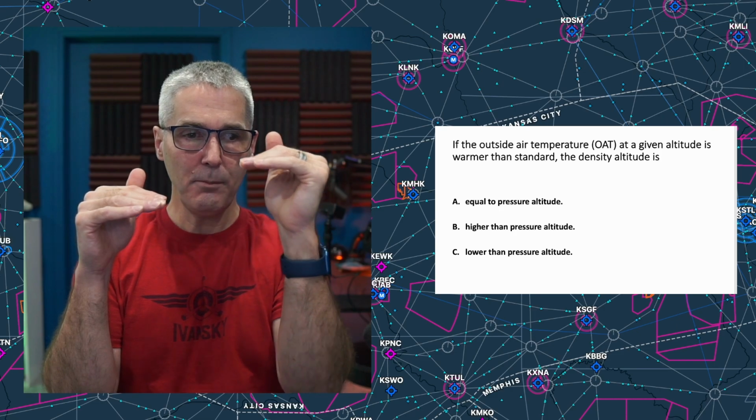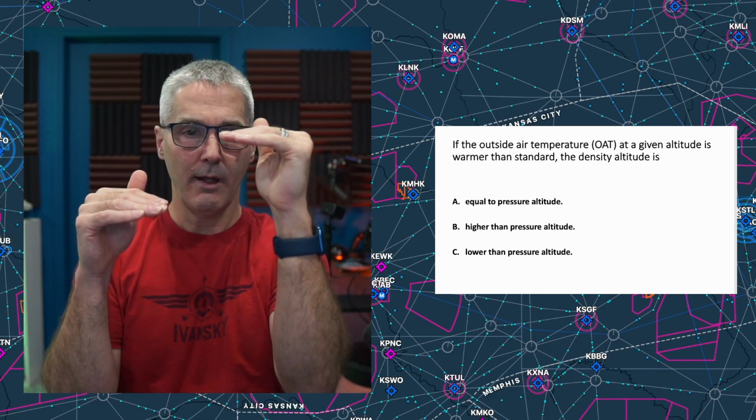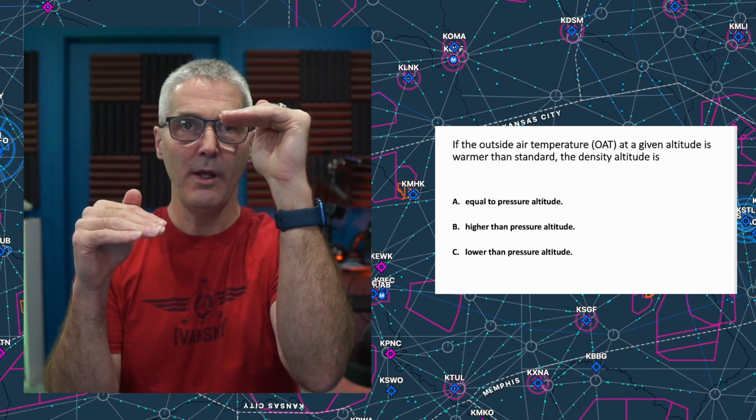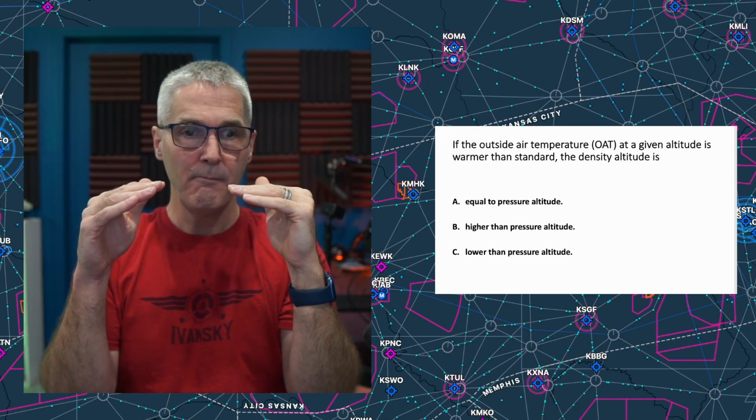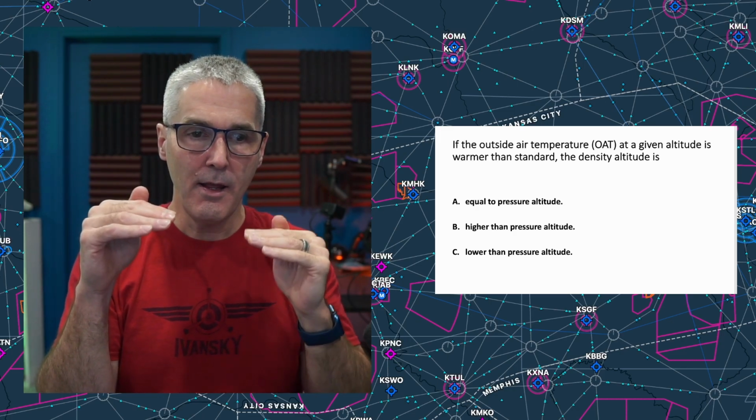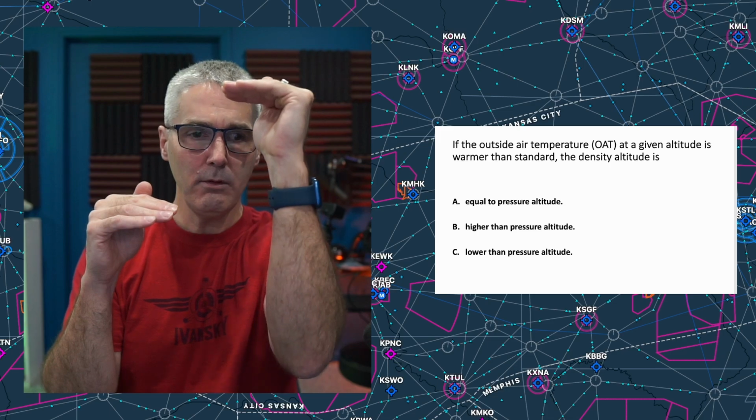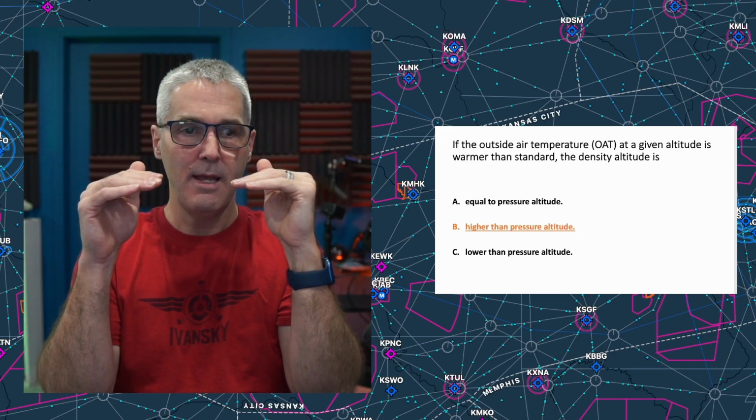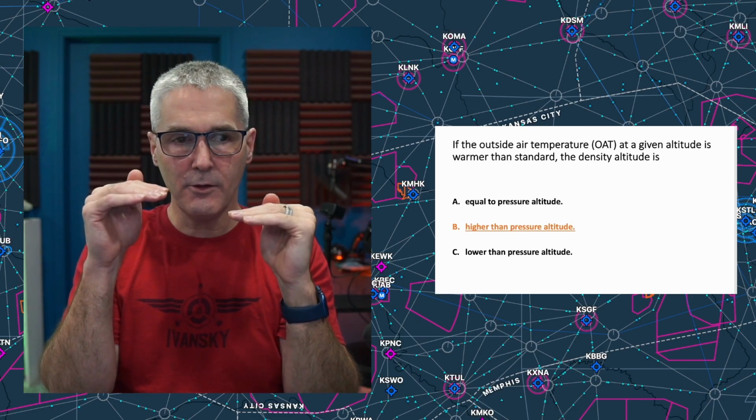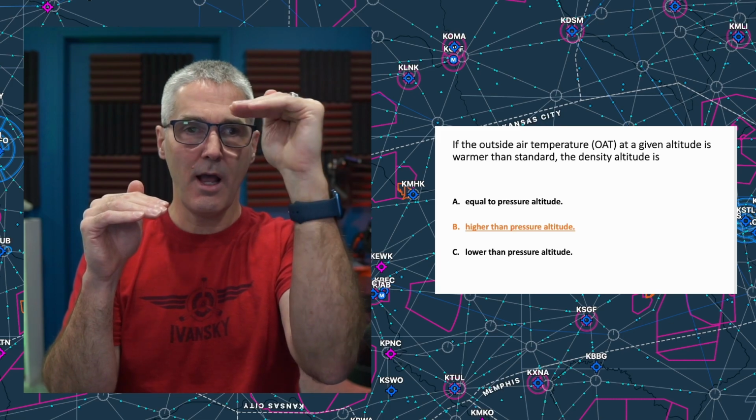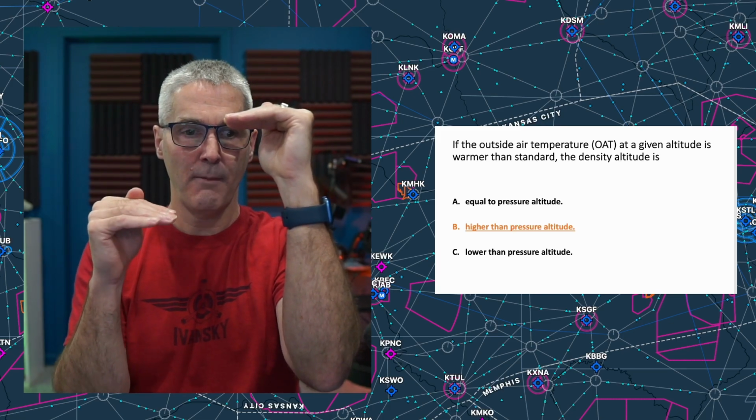B, higher than pressure altitude. Well, we said it is warmer, and right now, yes, higher than pressure altitude. So B is looking pretty good. C, lower than pressure altitude. Well, no, we said that the outside air temperature is warmer. And so the correct response is B. If the outside air temperature at a given altitude is warmer than standard, the density altitude is higher than the pressure altitude.